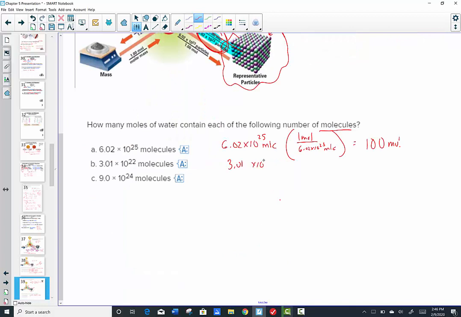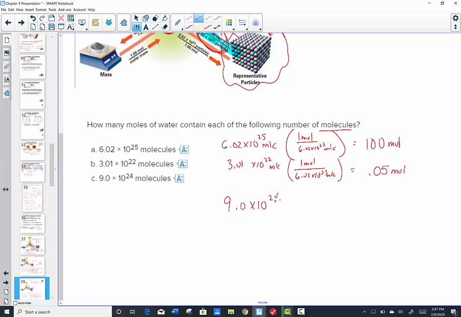3.01 times 10 to the 22 molecules divided by Avogadro. Write your work out with me. Don't go back and try to study and just see a number there without any clue of how you got it. So show the work in your notepad. Hitting that out on your calculator, solving for the number of moles, 0.05 moles.